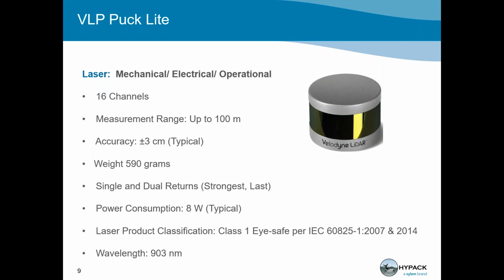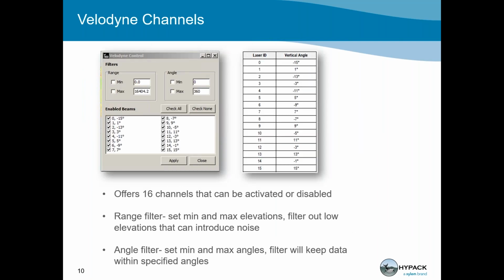So the Velodyne Puck Lite is a really popular LiDAR sensor in hydrographic surveying. It's got a great price point, a measurement range of up to 100 meters, accuracy that can be as high as 3 centimeters. It's lightweight at 590 grams, a dual return system, and it's Class 1 eye safe, so you don't need any special PPE to operate this LiDAR sensor. We've used it a lot at HYPACK over the past couple years and helped a lot of our customers integrate this into their workflow. So it's something we're really comfortable with and does a great job.